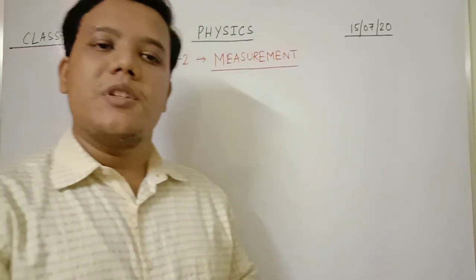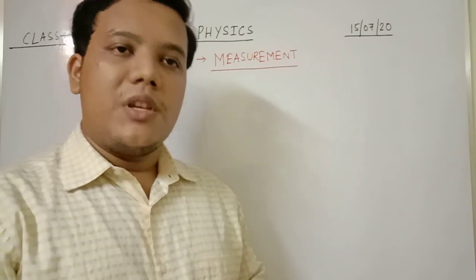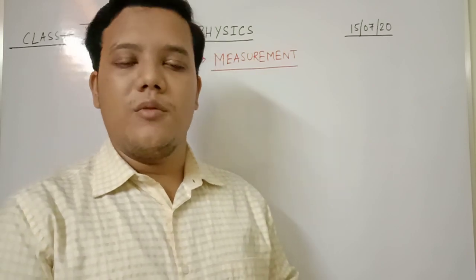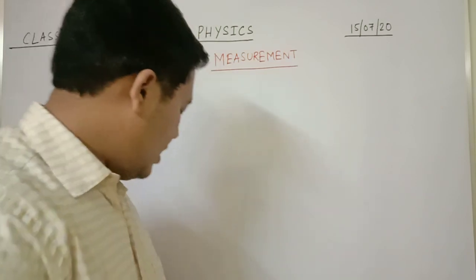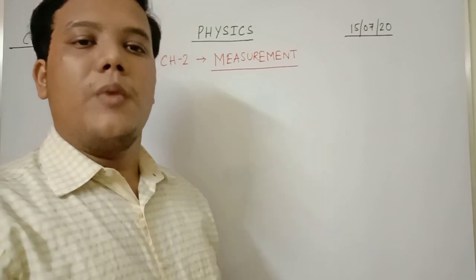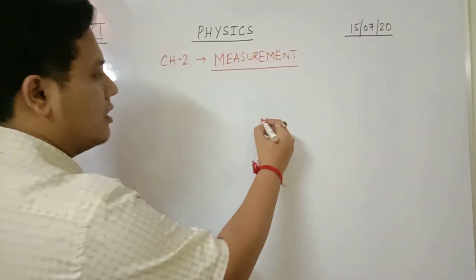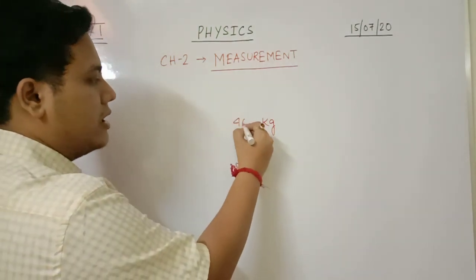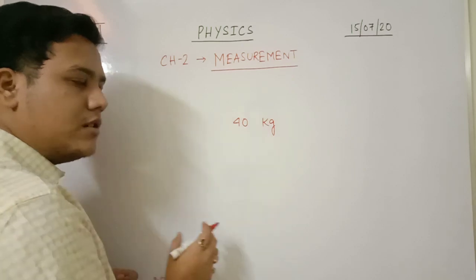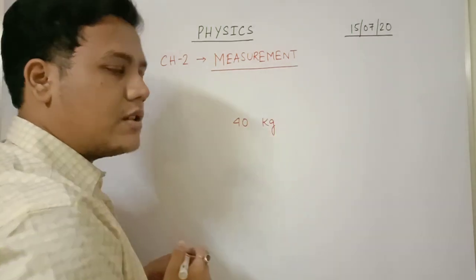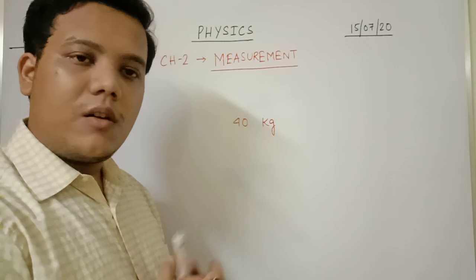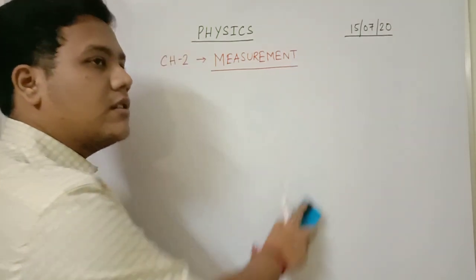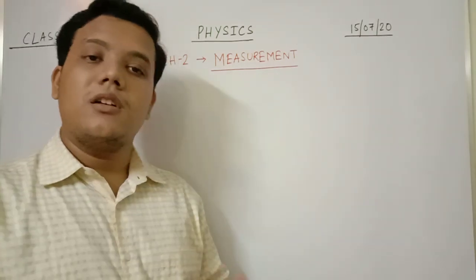Now what is the unit of measurement? In order to measure a quantity, we need to compare the quantity with a standard unit. Like if you want to measure, suppose, your weight, you will measure it in kilograms. If I ask you your weight, you will say, suppose, sir, it is 40 kg. So that means this is your weight. You need to compare this with a standard unit, otherwise we cannot find out our weight. So whenever we are measuring anything, we are actually measuring a physical quantity.